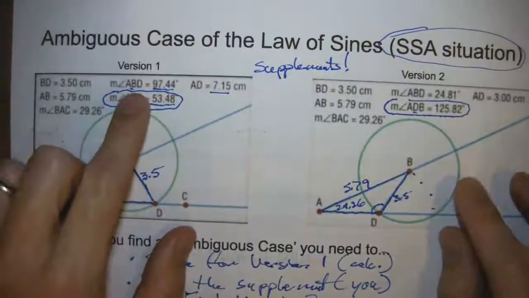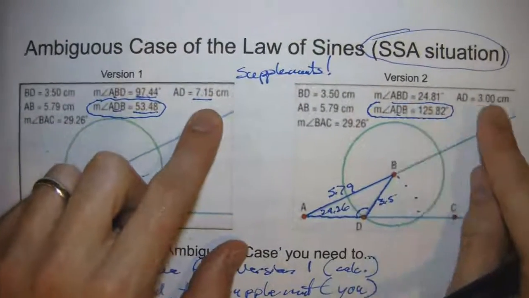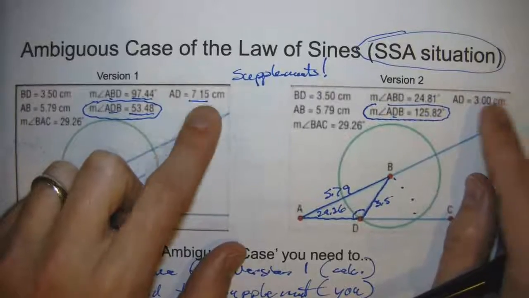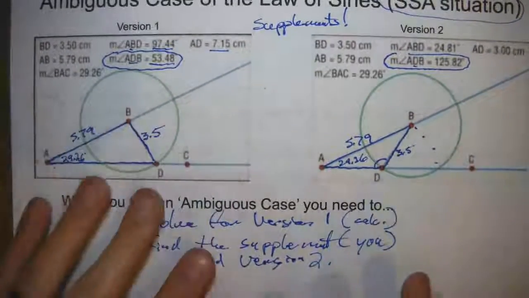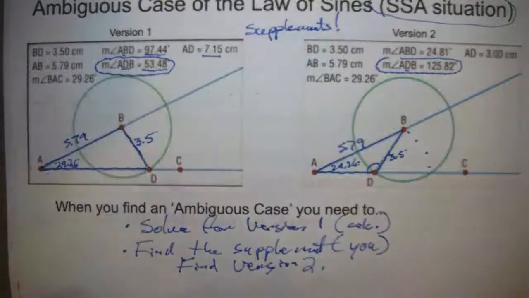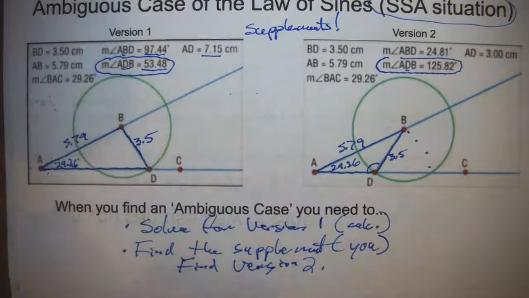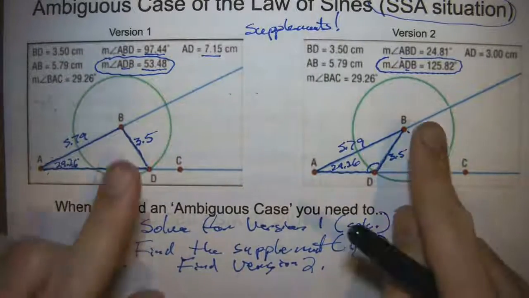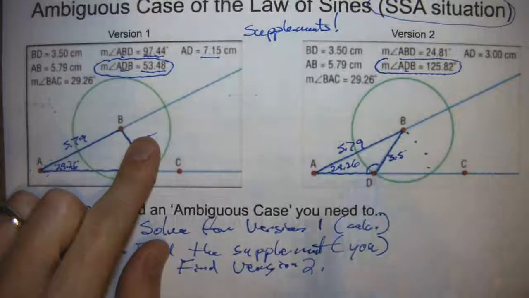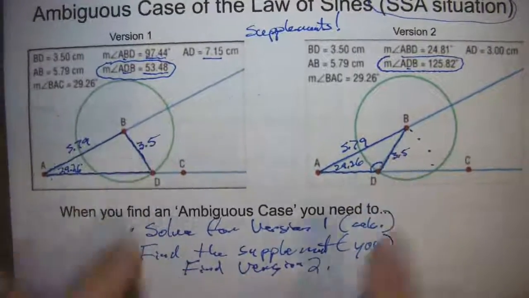Because notice, angle B gets changed, and side AD also changes. But here's the deal. The question always becomes, well, which version is correct? Well, it depends. It's kind of like a quadratic. When we solve quadratics, we get two answers sometimes. However, in the real world, both answers may not work.